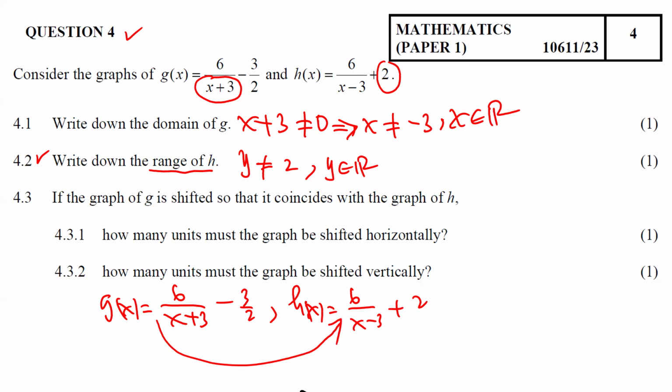Are you able to see the question? We're saying this graph of G is shifted so that it coincides with the graph of H. How many units must the graph be shifted horizontally?